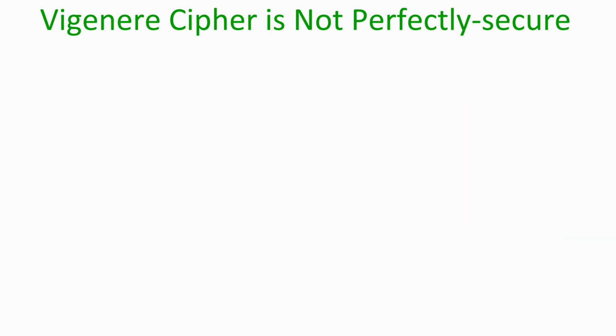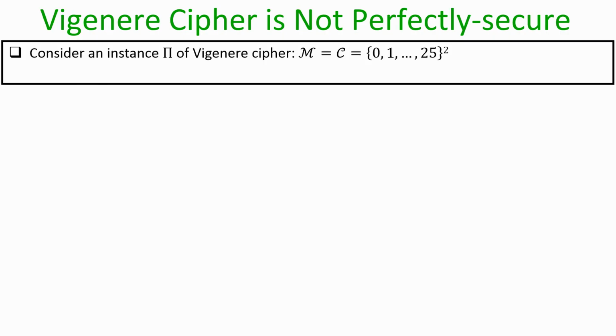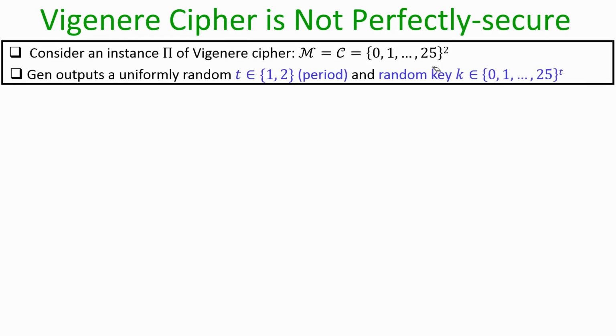Now let us do an example, and we will prove that the Vigenere cipher which we discussed in the last lecture is not perfectly secure. We are going to consider an instance of Vigenere's cipher where the message space and the ciphertext space are of length 2. Namely, the plaintext is a 2 character string and the ciphertext is a 2 character string. That is why the message space and the ciphertext space are strings over the set 0 to 25 cross 0 to 25.